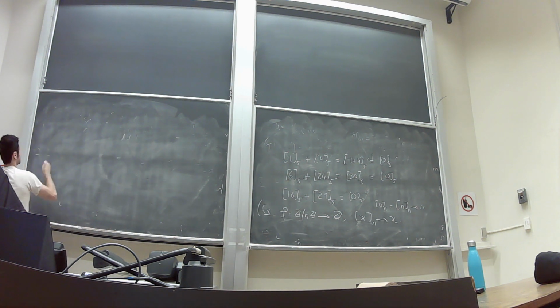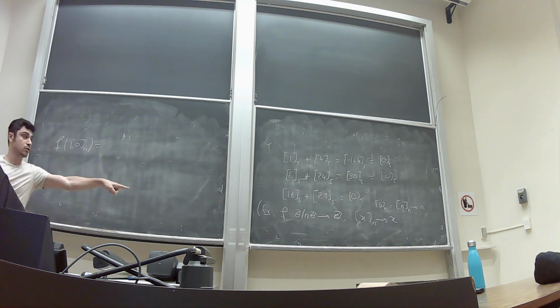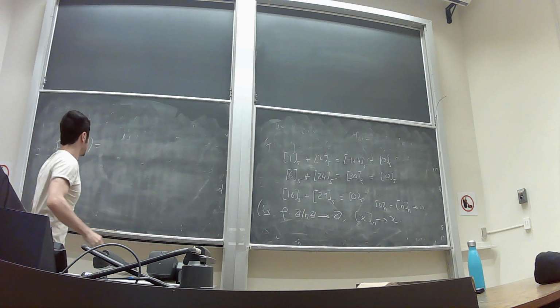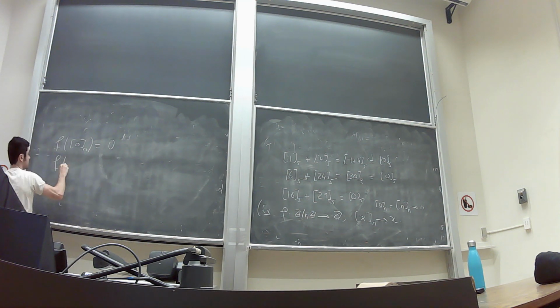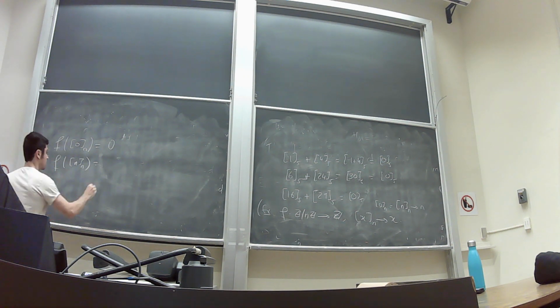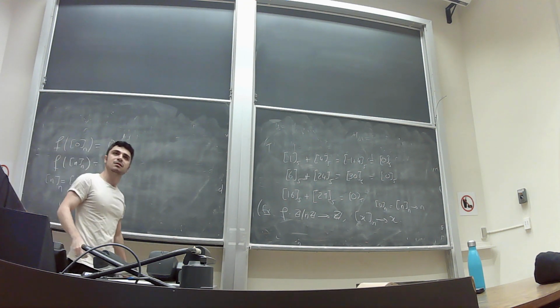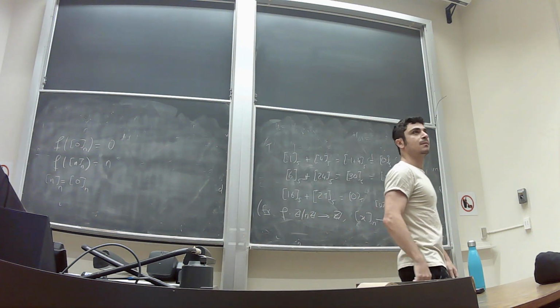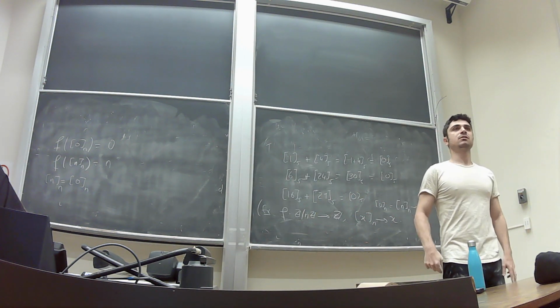What is f of 0? Under this formula, what is f of 0? 0. Under this formula, what is f of n? The class of n. What is it? n. Well, wait a minute. Is the class of n equal to the class of 0? The class of n is equal to the class of 0. So these two should not do the same thing. This is not a well-defined function.